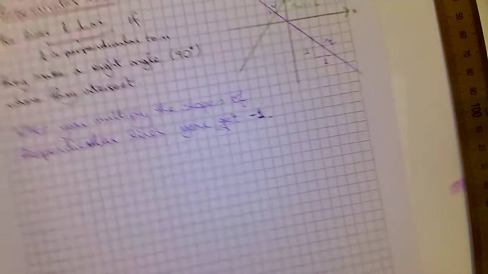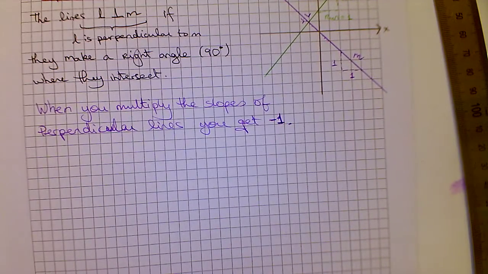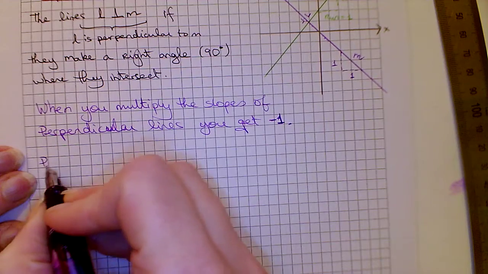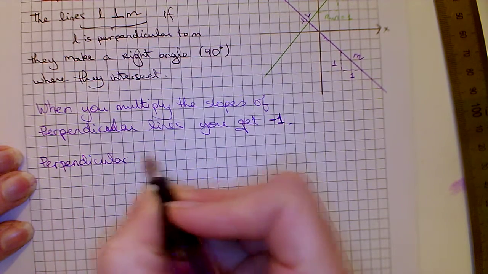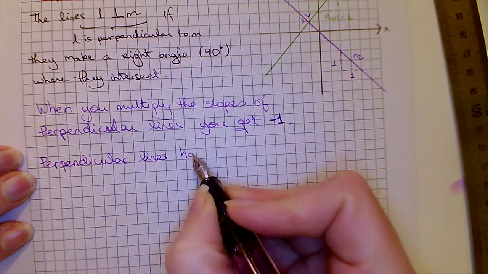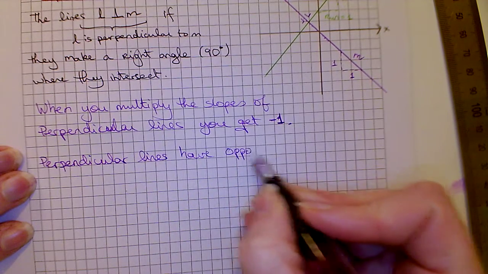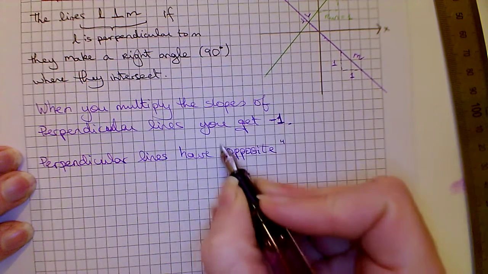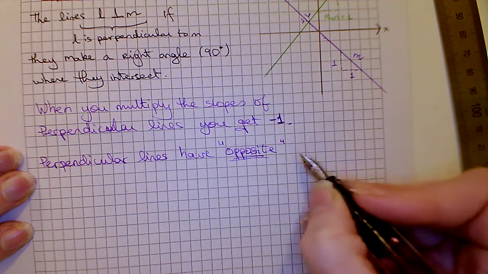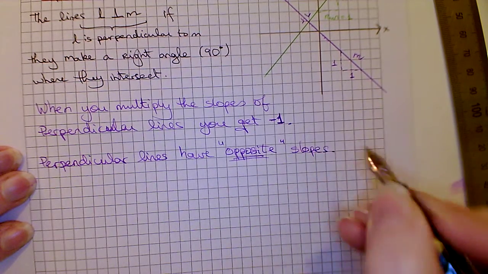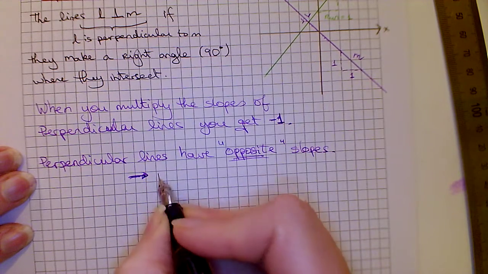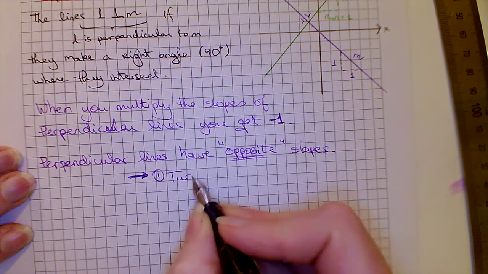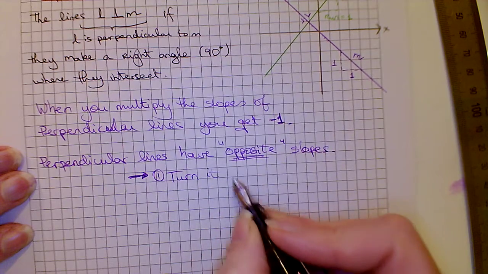So what I like to say, and this is not the definition, but it helps us find the perpendicular slope, is that perpendicular lines have opposite slopes to each other. Now, opposite isn't a mathematical term, it's just something I've made up. Opposite slopes. So we have to write down what we mean by that. And there are two things. We turn it upside down. I'm going to show you what I mean soon. Turn it upside down.